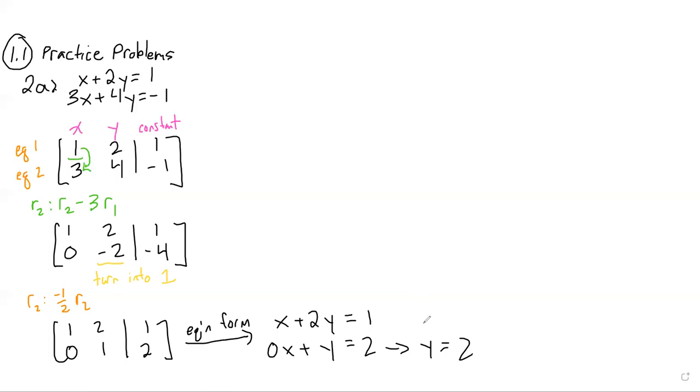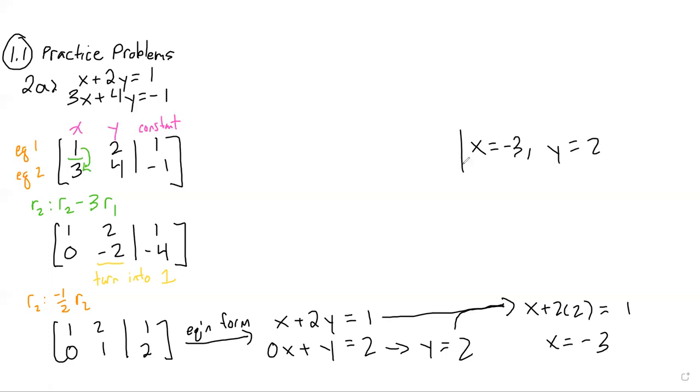And then now if I put the first equation together with this result that I have with y equals 2, I get x plus 2 times 2 equals 1. So x equals -3. And so that's going to give me my solution set. x is -3, y is 2. And you should be able to check, plug it back into the original equations, and you should see that that works. It solves it.